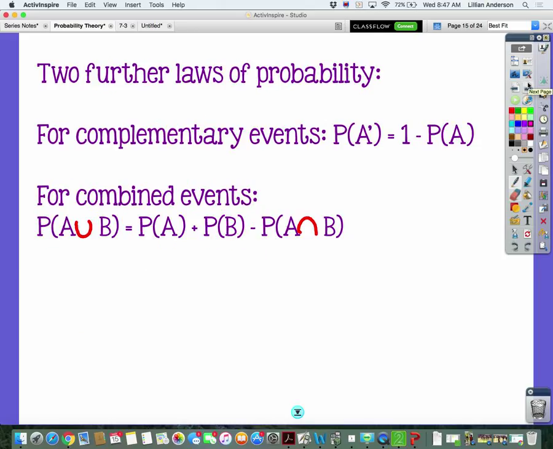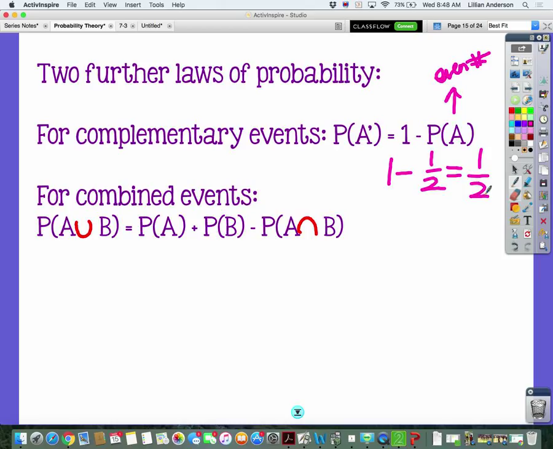There are 2 further laws of probability that you also have to make sure that you're aware of. For complementary events, the probability of a complementary event is equal to 1 minus the probability of that event happening. Like if we take the last example, A was the set of rolling an even number. If we wanted to figure out its complement, which is rolling an odd number, we would do 1 minus the probability of rolling an even number. Well, 1 minus a half is a half. And so that would be the probability of rolling its complement, which is basically rolling an odd number.